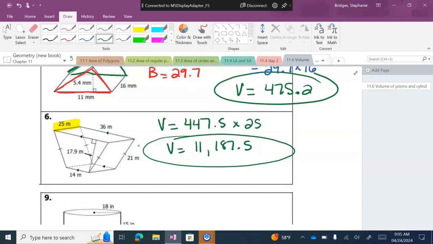Is everybody kind of okay? Real good with the rectangular prisms? Those were easy. Triangular and trapezoid prisms are a little bit more difficult. Now let's move to a cylinder. Again, easy because I just have to plug some numbers into a formula.